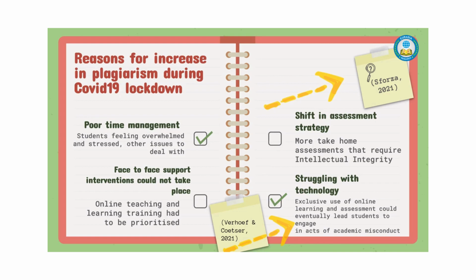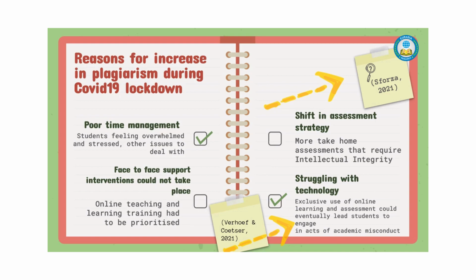Poor time management. During the COVID-19 lockdown, students were overwhelmed and had unforeseen stress and other personal matters to deal with, such as family members falling ill, financial strain, loss of family members and friends, to name a few. Adding to this, many campus support interventions that were normally prioritized, such as plagiarism and referencing training, had to take a second seat as students needed to be trained to learn online.